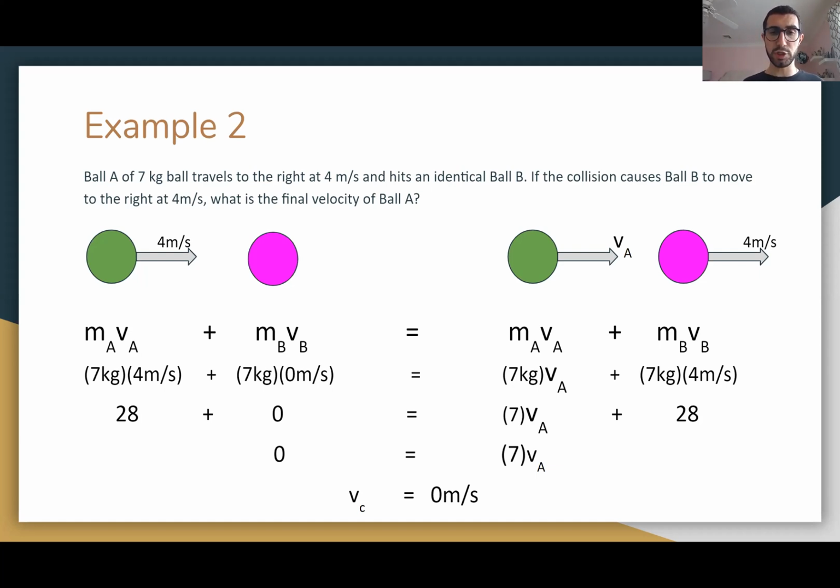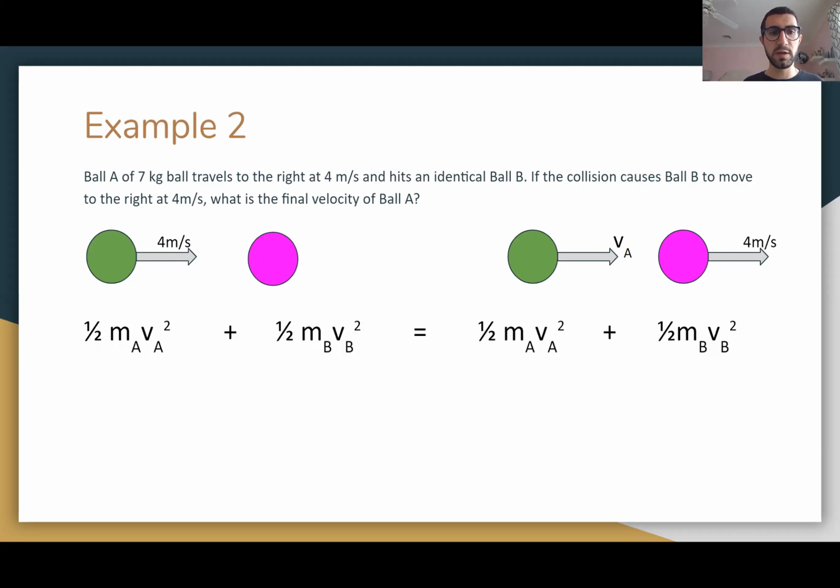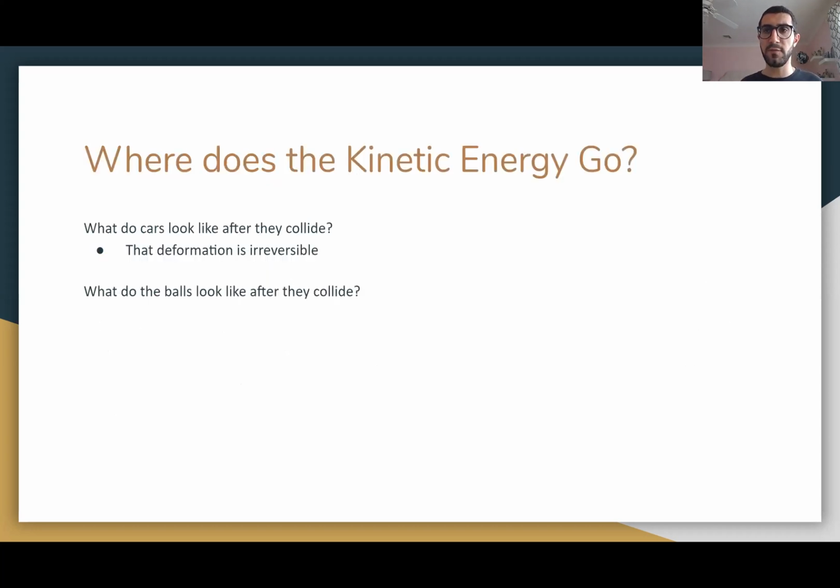Well, let's study the kinetic energy of this collision. So we have our kinetic energy formula, 1/2 mv squared, and we apply that to each individual object in our system. And after doing our numbers out, we learn that the kinetic energy before is equal to the kinetic energy at the end of the collision. So what does that mean for our collision? What do the balls look like after they collide? Well, nothing is permanently deformed in this case. So mechanical energy, so the kinetic energy, is not lost.